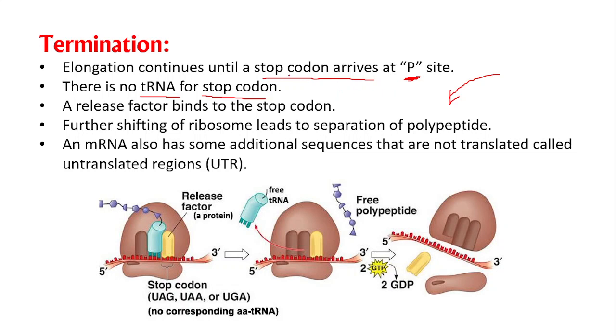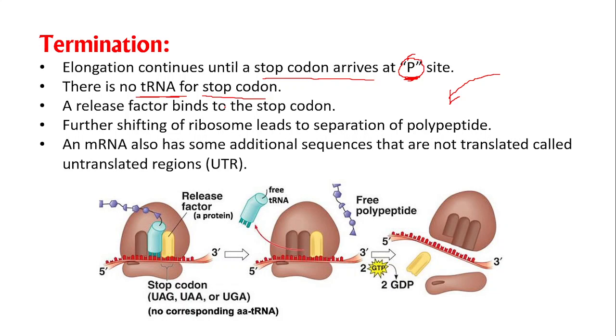Why? Because when a stop codon arrives at the P site of the larger subunit of the ribosome, no tRNA can come and bind to that region. The reason is that the tRNA for a stop codon is not present. There is no tRNA present for any of the stop codons. That is why what will happen?